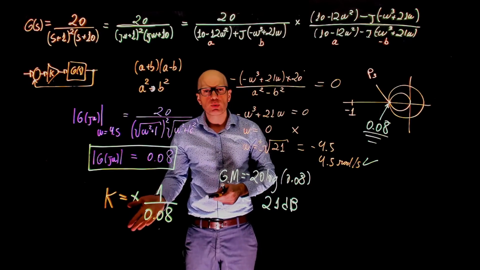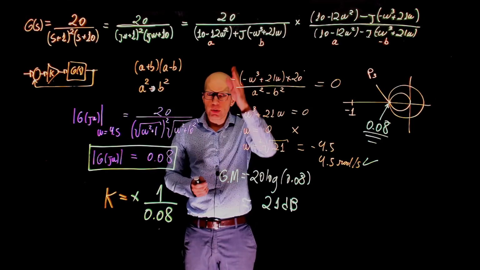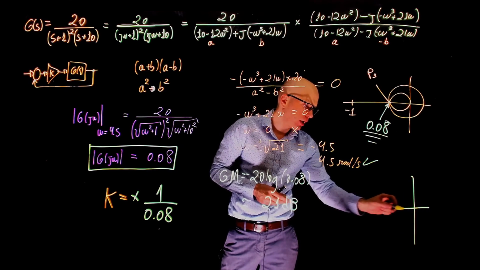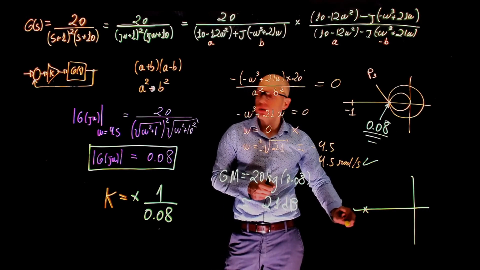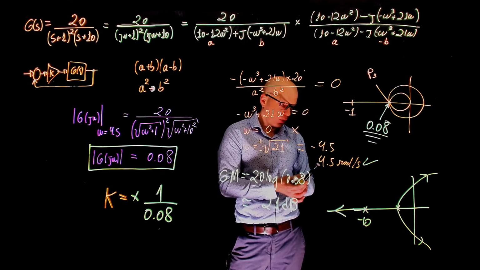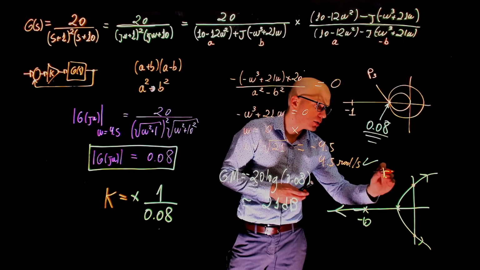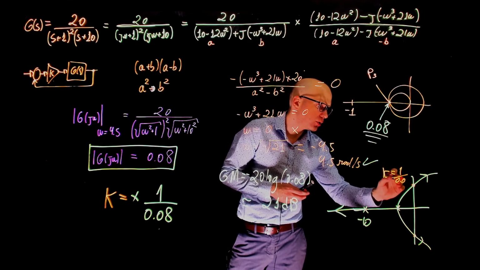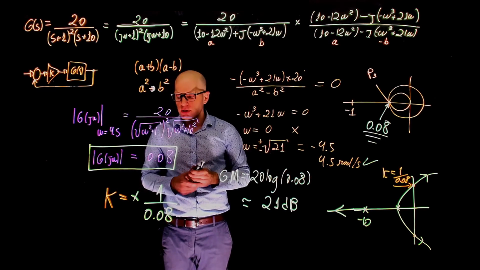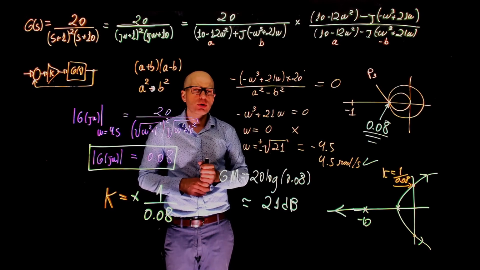Where is this point on the root locus? This point on the root locus is the point where we cross the imaginary axis. Remember, the root locus we saw before had something like this. What is the value of k here? It is 1 over 0.08. At that specific value, we have two unstable poles. So is there really 1 over 0.08?